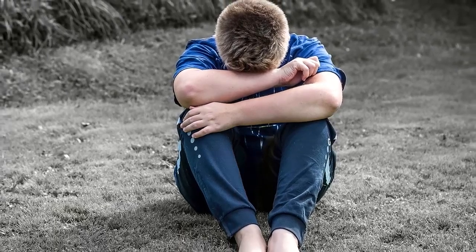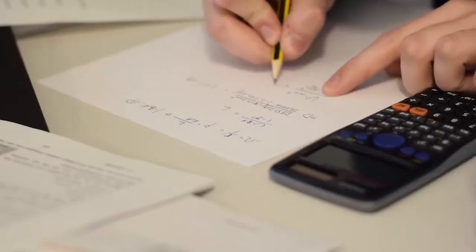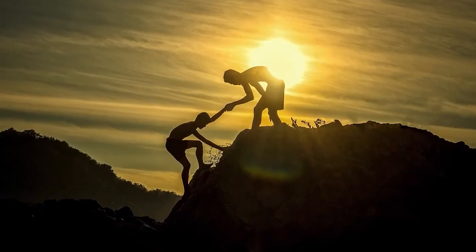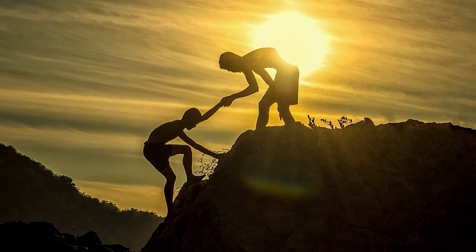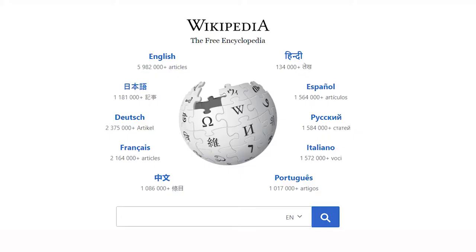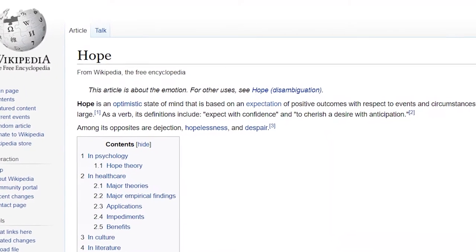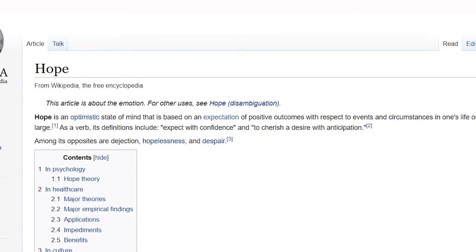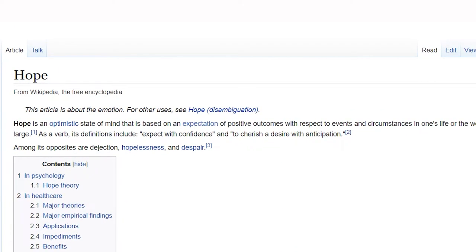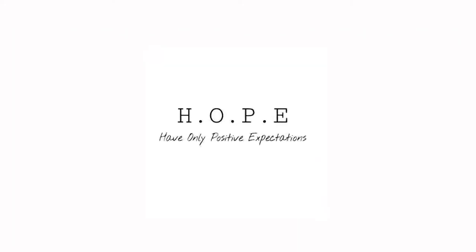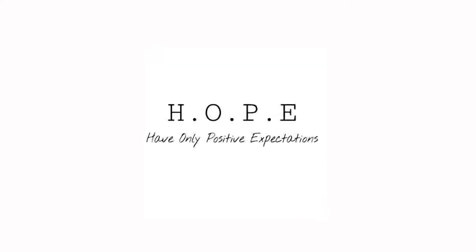When the world says you give up, hope whispers, try it one more time. How remarkable. Perhaps hope is what differentiates us from other creatures and gets us going when going gets tough. According to Wikipedia, hope is an optimistic state of mind that is based on an expectation of positive outcomes. So, hope, as it stands for, having only positive expectations, is the most potent source of purpose in life.